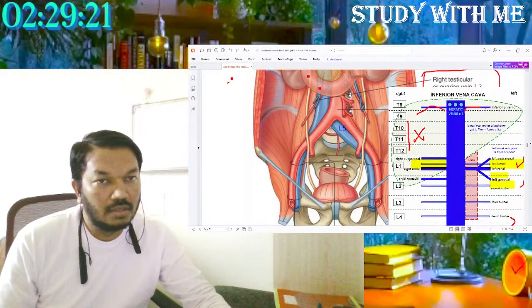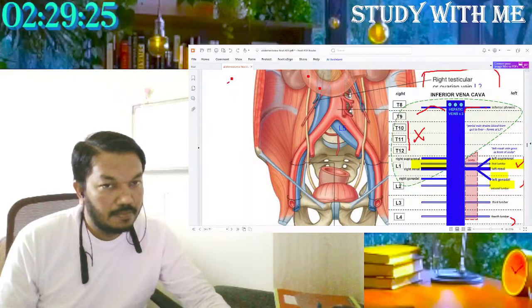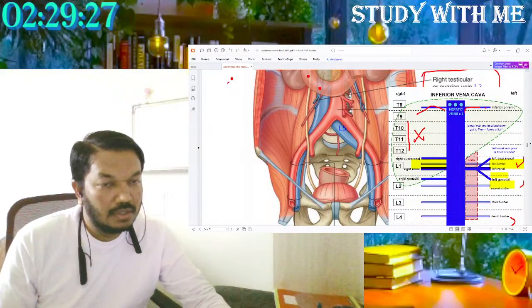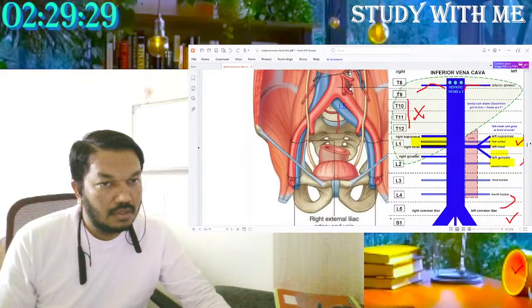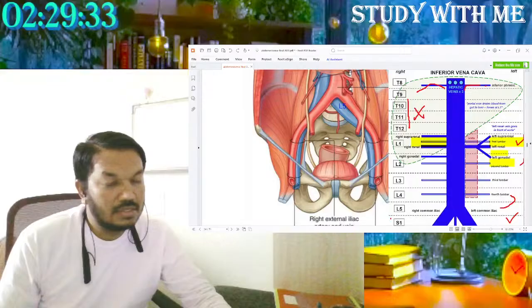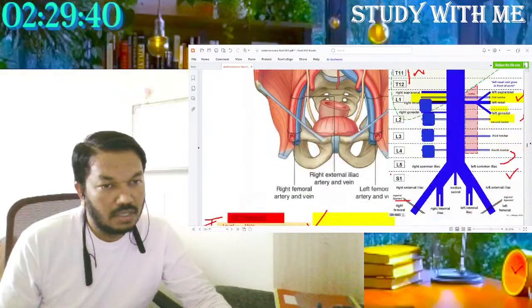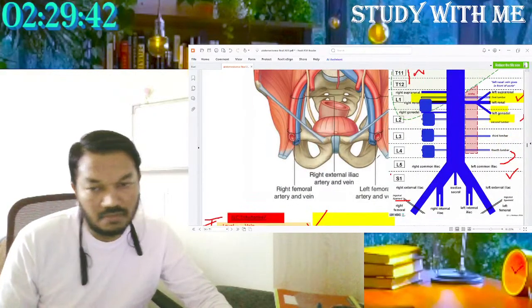Other veins are at lumbar 1. In between, there is no branch. Right suprarenal L1, right gonadal L2, then the lumbar veins, 1, 2, 3, 4, and here will be the fifth lumbar vein.